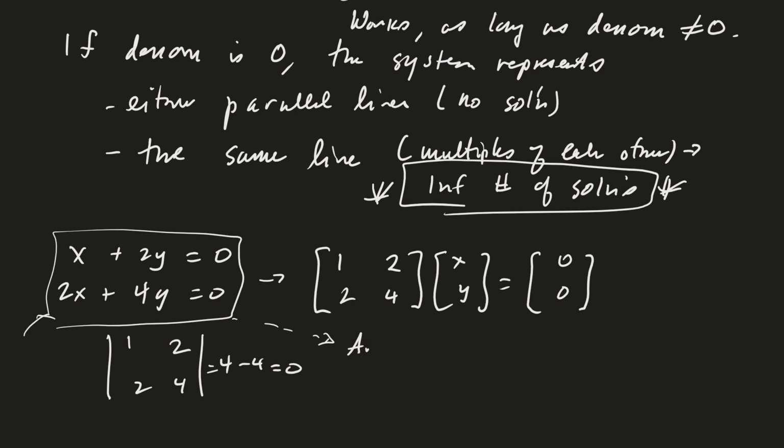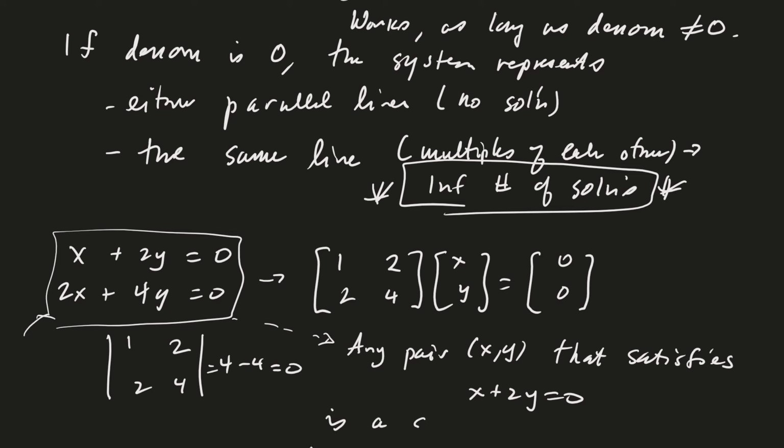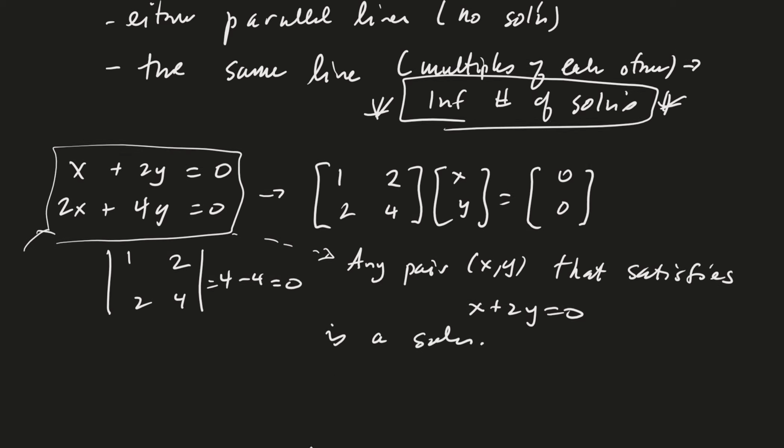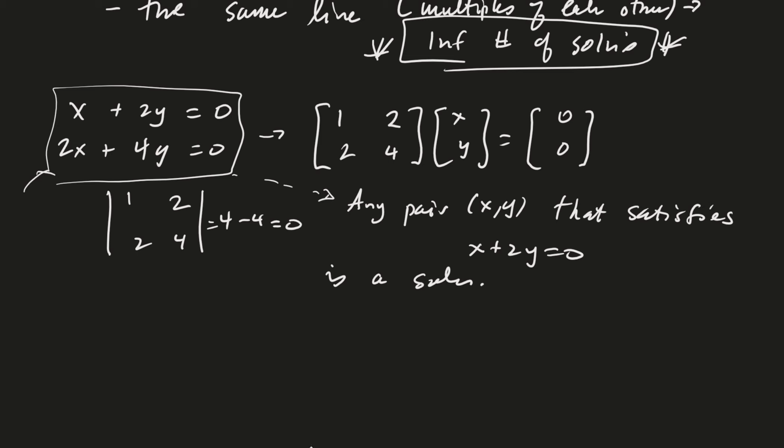Any pair x, y that satisfies this relationship, x plus 2y equals 0, is a solution. And so that's a line through the origin, right? Now, is there an easy way to write this line in vector form? In vector form.